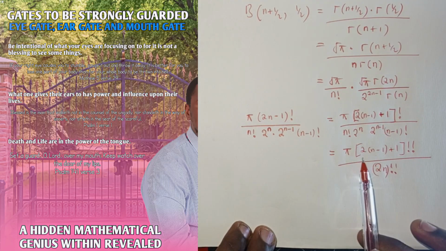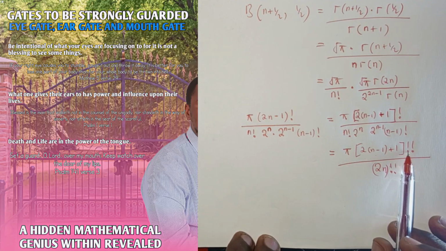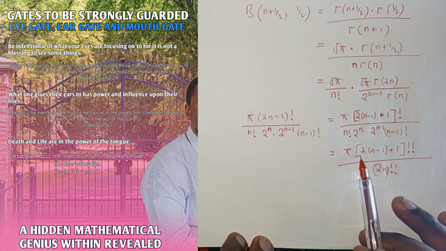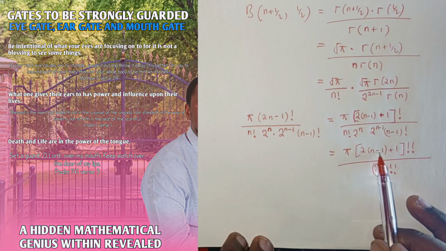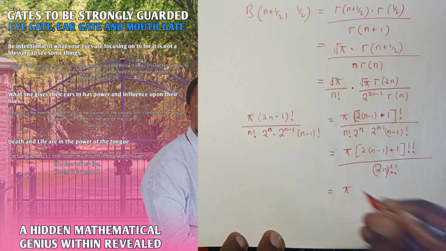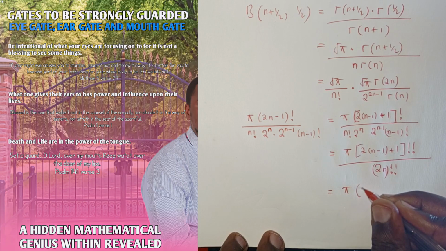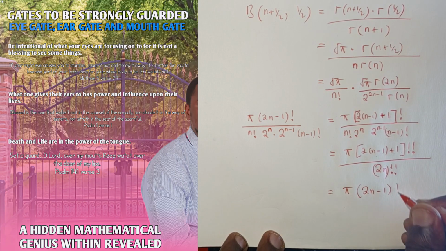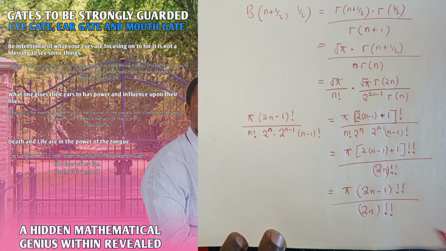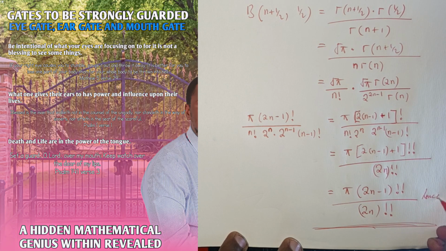Now you can simplify what we have on the numerator, just a matter of expansion. 2 multiplied by n is 2n, multiplied by 1 is 2, so minus 2 plus 1, you get minus 1. So we are going to have pi, then 2n minus 1 double factorial over 2n double factorial. So this is how you show it, hence shown.